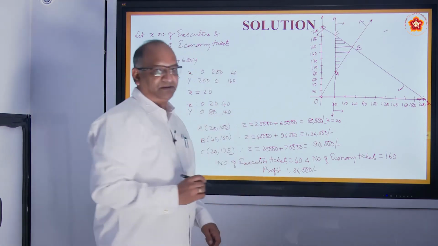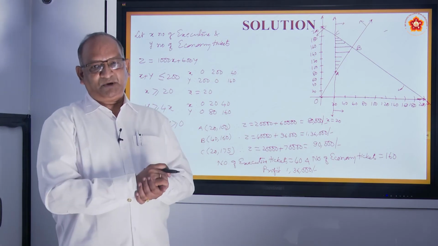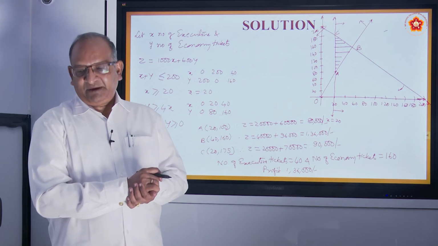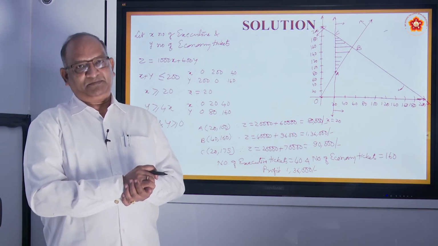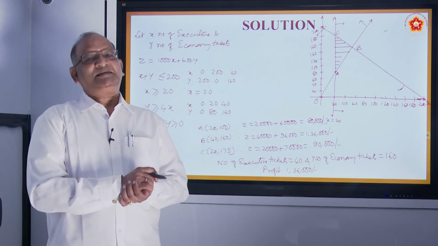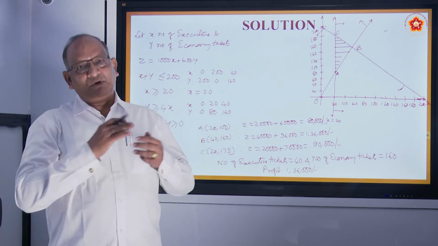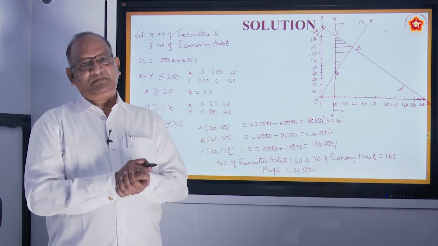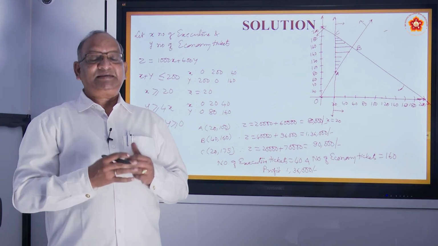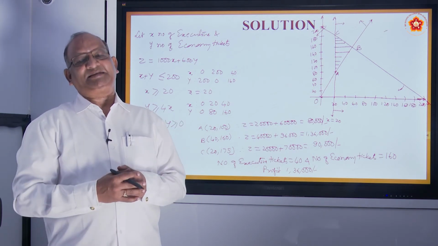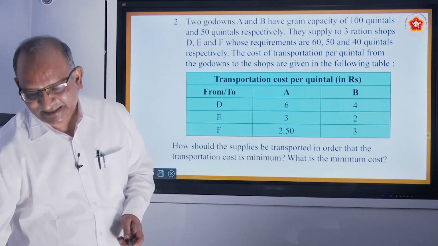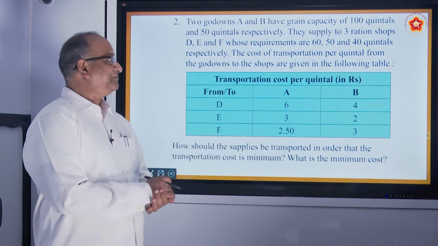This is the profit, and this is how we solve the problems. From here we move on to the next problem, which is a very interesting and very practical problem. It is a long problem because many things are involved in it, but it is very practical, so we are studying it. You can see the problem itself has taken the whole page.